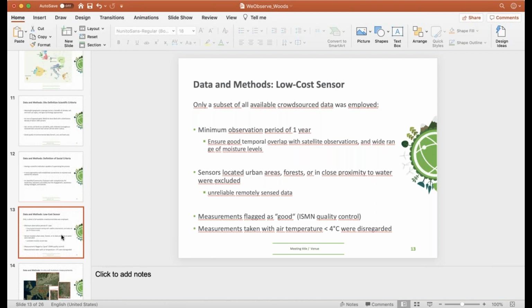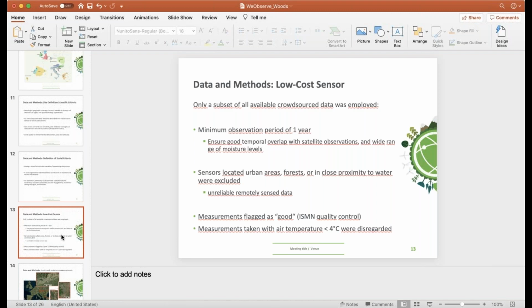Our low-cost sensor: we designed our protocol for the minimum observation to be a period of 1 year, which meant that the sensor was continuously in the ground for the full year. It posed all kinds of problems when it comes to farming practices and managing the land, but that's for another presentation. We had sensors that were located in areas that were unreliable, and these were removed from the data set. So urban areas, forests, or areas in close proximity to water were excluded.